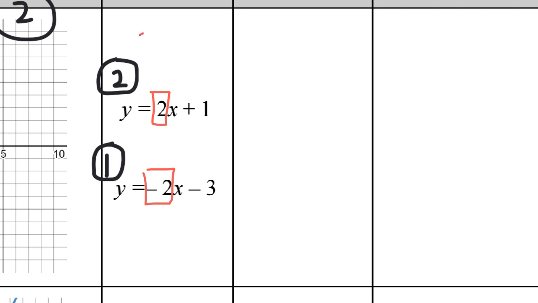I'm just going to write that. Slope is the number in front of the x, and in algebra, we use the lowercase letter m to represent our slope.